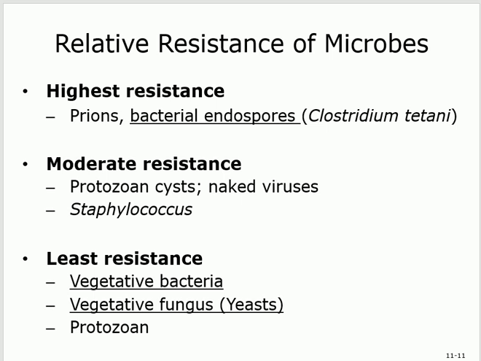The least resistant are the vegetative bacteria, fungus, and protozoa. You have to remember this. So when I say the least resistant, what comes to your mind is vegetative form, bacteria or fungus. Is that clear? What's the easiest to get rid of? What comes to your mind? Vegetative. Vegetative what? Bacteria and fungus. This is the easiest. What's the highest, the most resistant? Bacterial endospores.